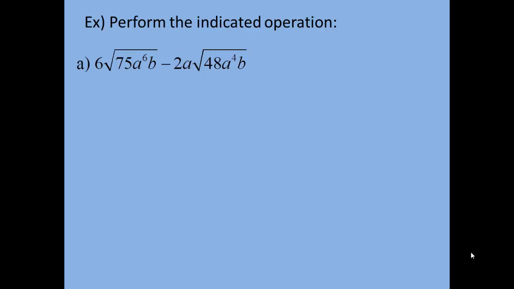All right, taking a look at the next example. It says perform the indicated operation. We got 6 square root of 75 a to the 6b minus 2a square root of 48 a to the 4th b. So the first thing you want to do here is simplify each of the radicals. So these are square roots, so the coefficients can stay in front. So it's going to be 6 in front here.